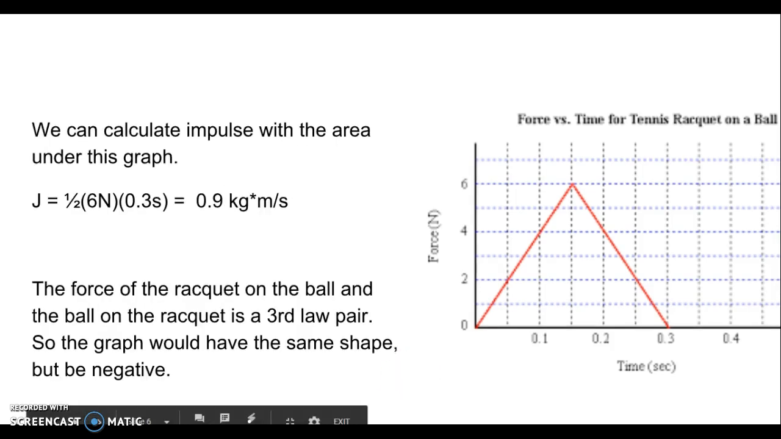All right. So we can calculate the impulse with the area under this graph, right? Since we have a triangle, we can do half the base times the height. And that gives us 0.9 kilograms times meters per second. So that is the impulse of this collision. Now, the force of the racket on the ball and the ball on the racket, that's a Newton's third law pair, right? So the graph's going to have the same shape as the graph we have here, but it's going to be negative. I don't have that drawn, but you guys can figure that out.